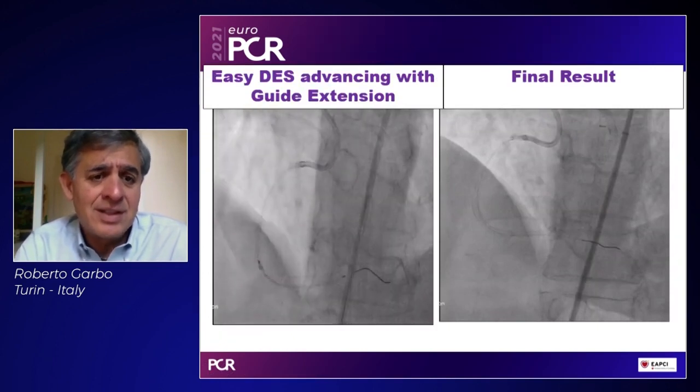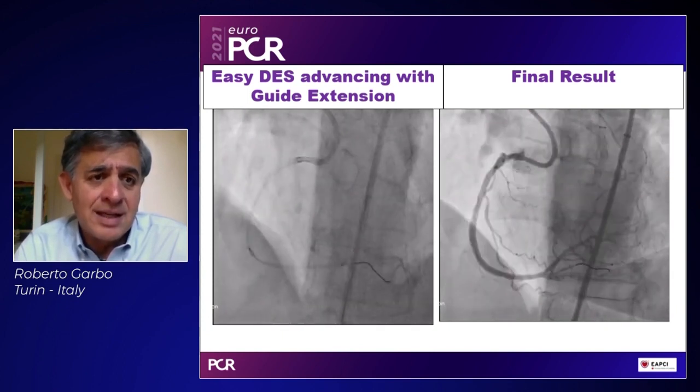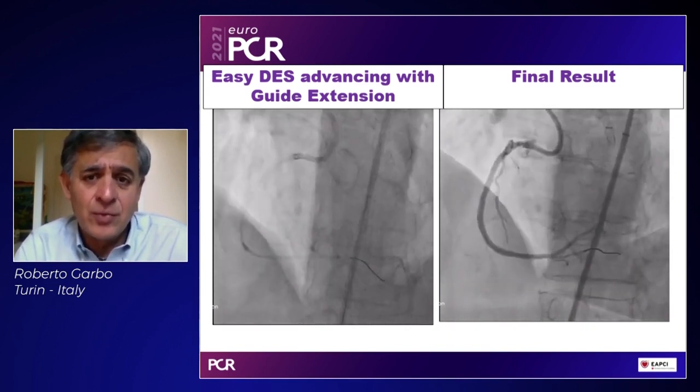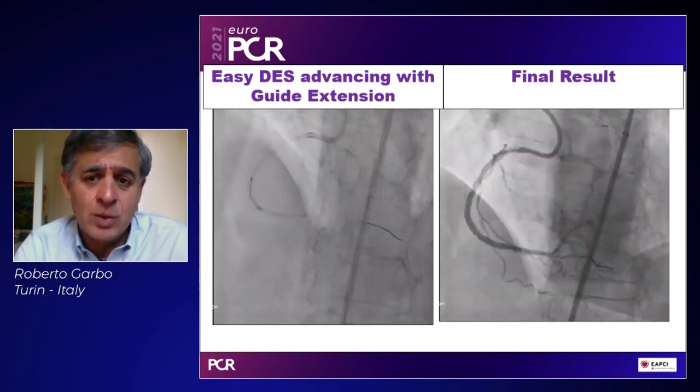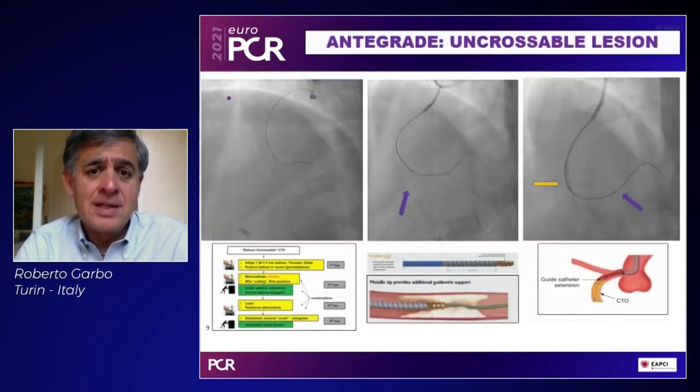Then after that, it was able to have an easy drug-eluting stent advancing, and this is a very good final result. You can see that the right was not so small, but was really diffusely diseased.